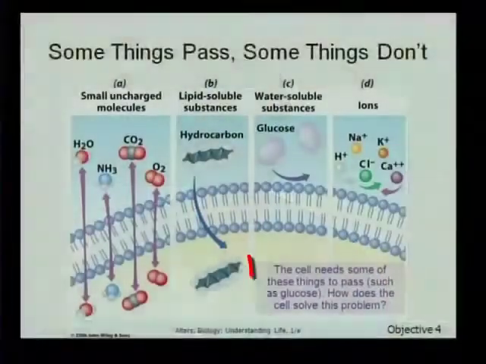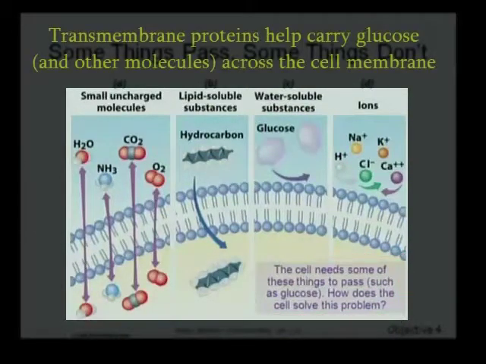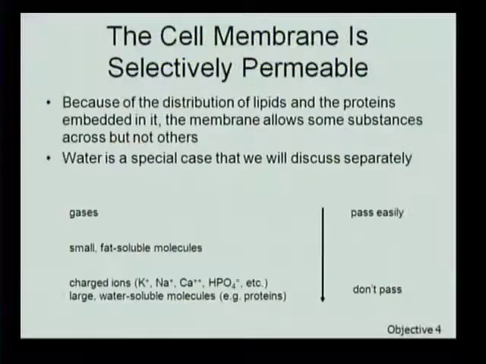And so the question here at the bottom is the cells need some of these things to pass. So how does the cell solve that problem? Well, what we're going to do is we're going to use some of our transmembrane proteins to facilitate that. And so that's where glucose comes in, and its relationship to insulin in terms of transporting those.